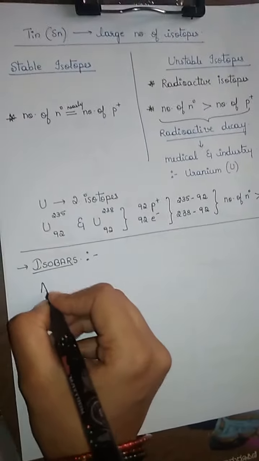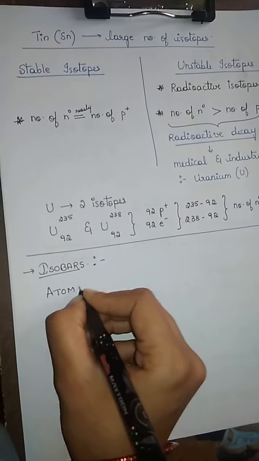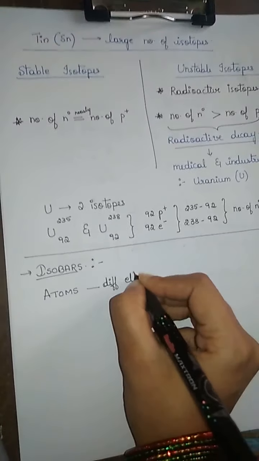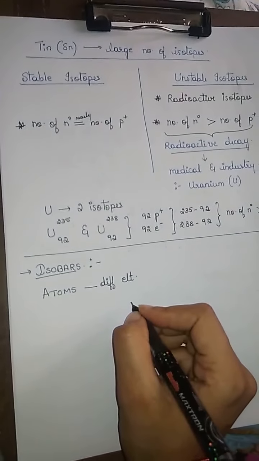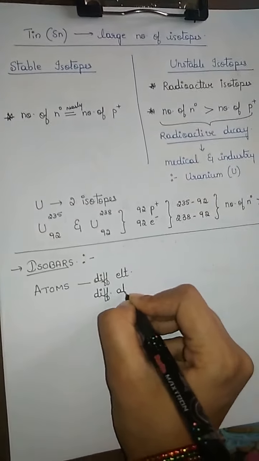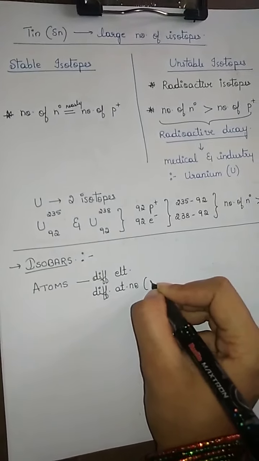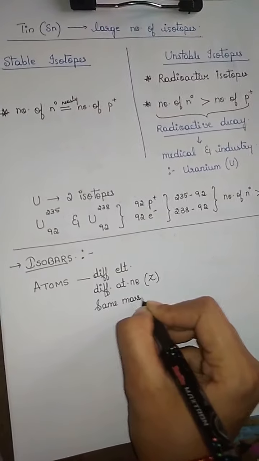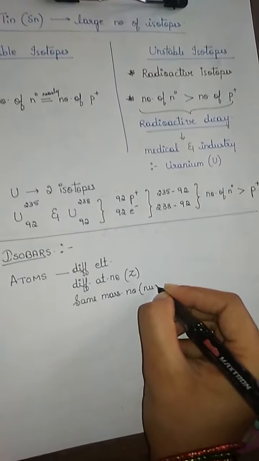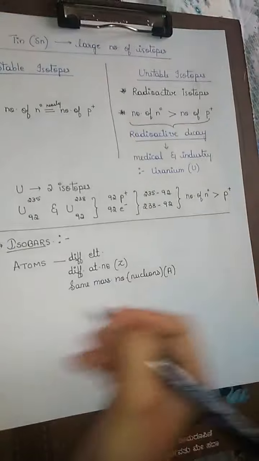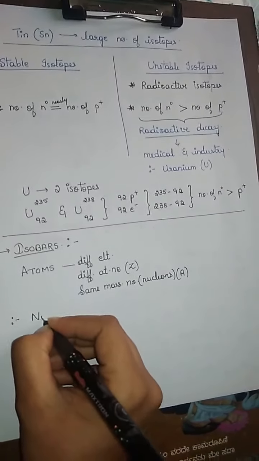So these are also same, just like that of the isotopes, but here atoms of different elements. In isotopes it was the same element, but in isobars it is a different element, which is having different atomic number, which is represented by Z, and the same mass number. They are having the same mass number, which is nothing but the nucleons, and which is represented by A.